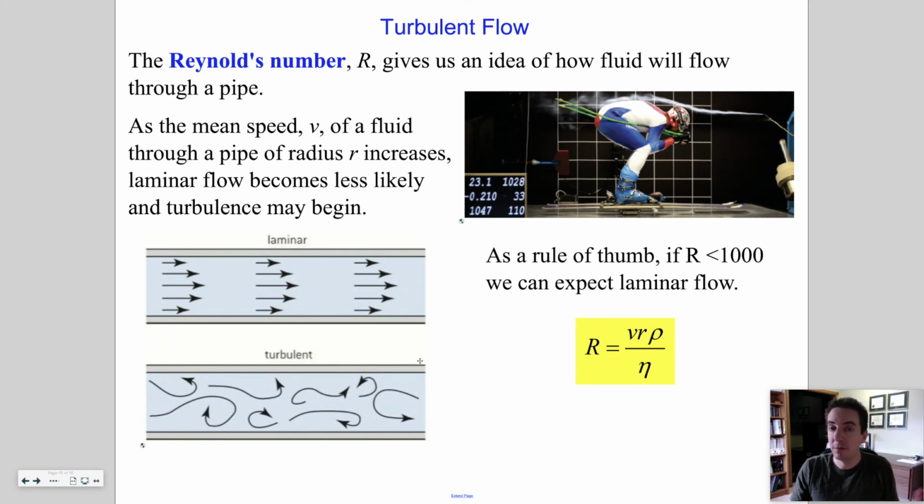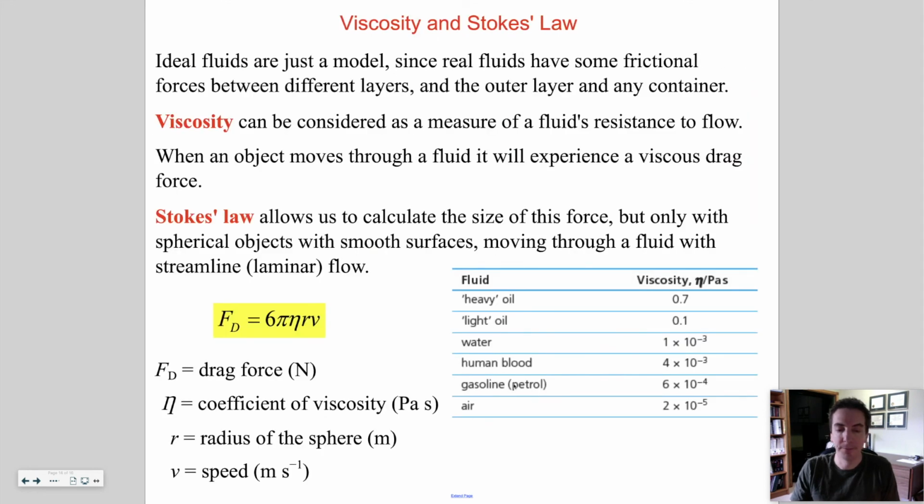As the mean speed, V, of a fluid through a pipe of radius R increases, laminar flow becomes less likely and turbulence may begin. As a rule of thumb, if the Reynolds number is less than 1,000, we can expect laminar flow. Here we've got the speed of the fluid, the radius of the pipe, the density of the fluid, and the coefficient of viscosity. What was called the coefficient of viscosity? Yeah.